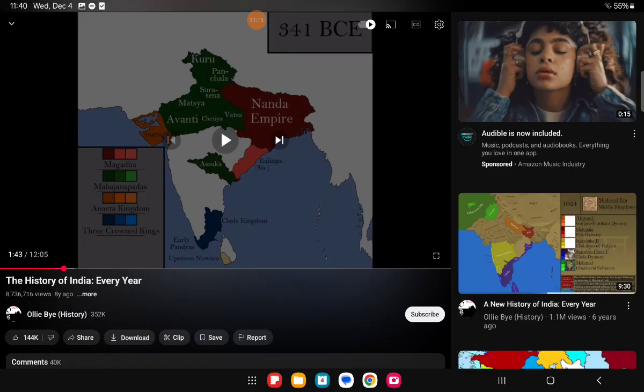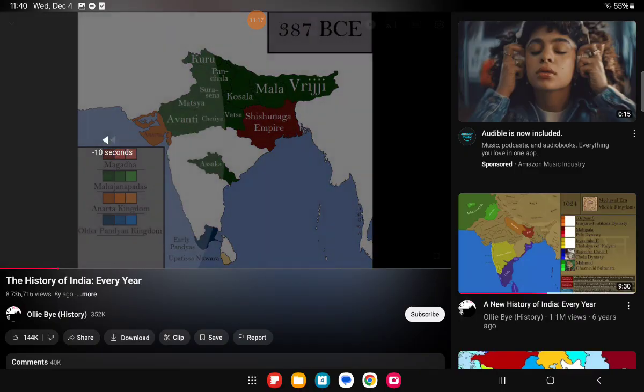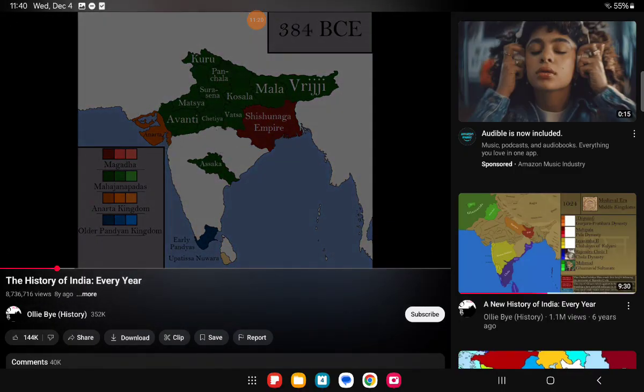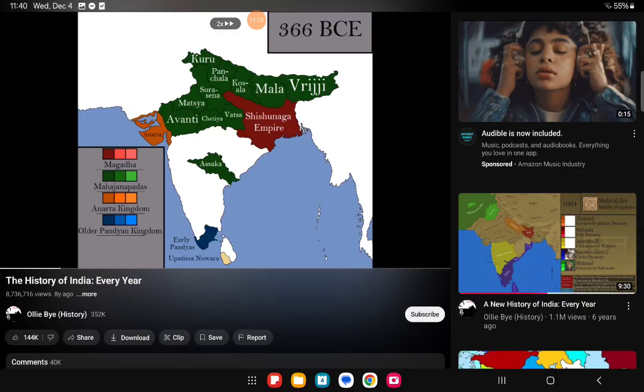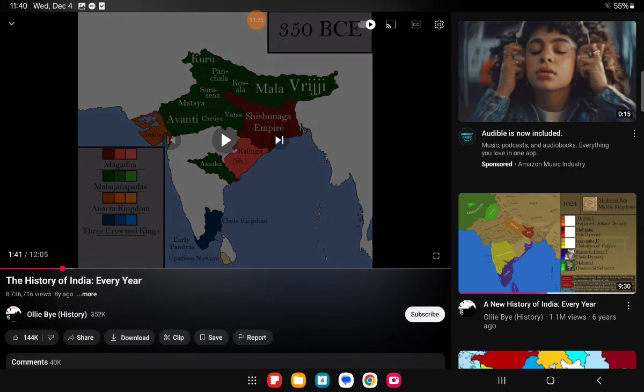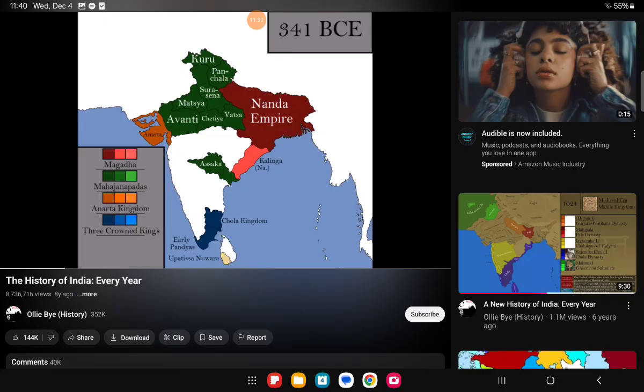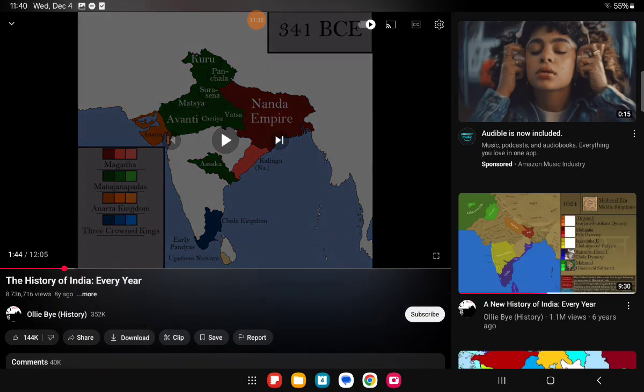Oh look, now the Shishunaga Empire rebranded as the Mala and Phrygia are gone now. And the Shishunaga Empire rebranded as the Nanda Empire. Chandragupta years or decades. And now this other thing disappeared. And now Nanda is occupying this land over here. Look, more Tamils, like the Chola Kingdom.